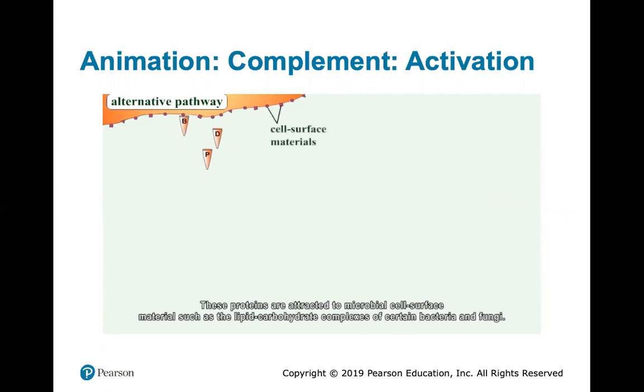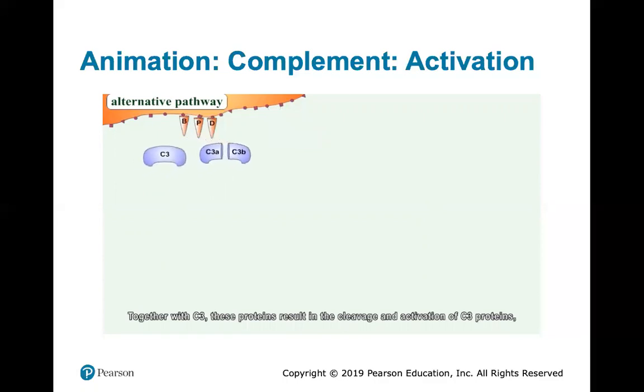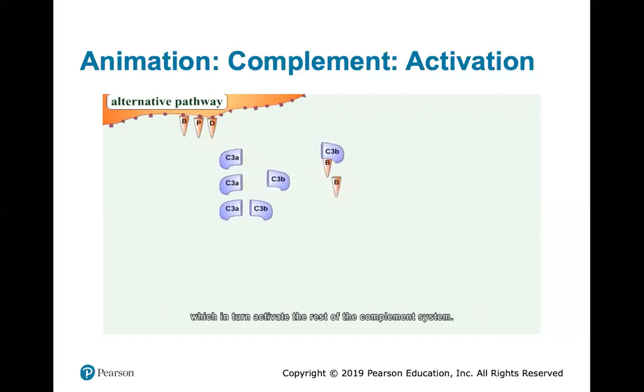These proteins are attracted to microbial cell surface material, such as the lipid carbohydrate complexes of certain bacteria and fungi. Together with C3, these proteins result in the cleavage and activation of C3 proteins, which in turn activate the rest of the complement system.